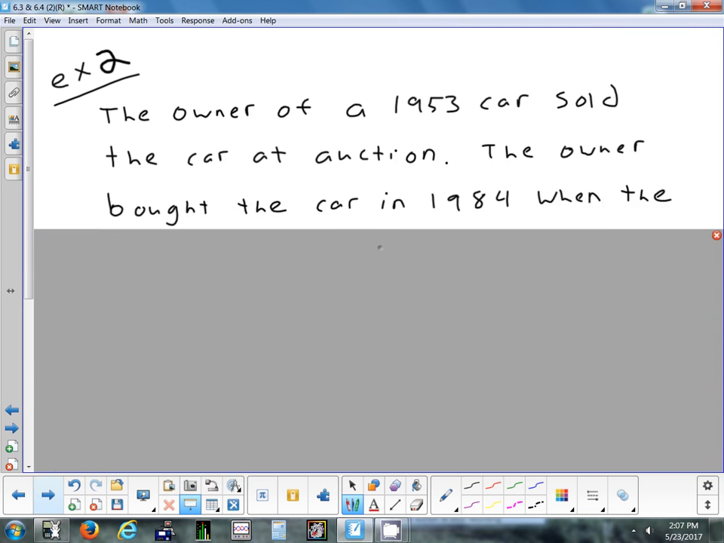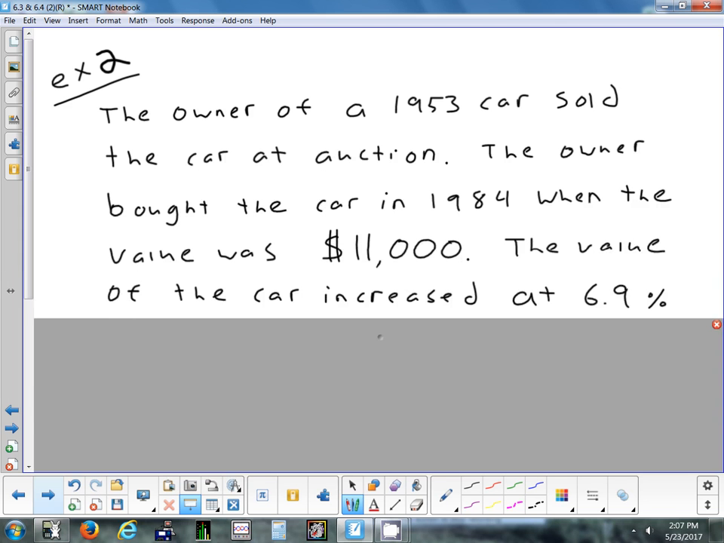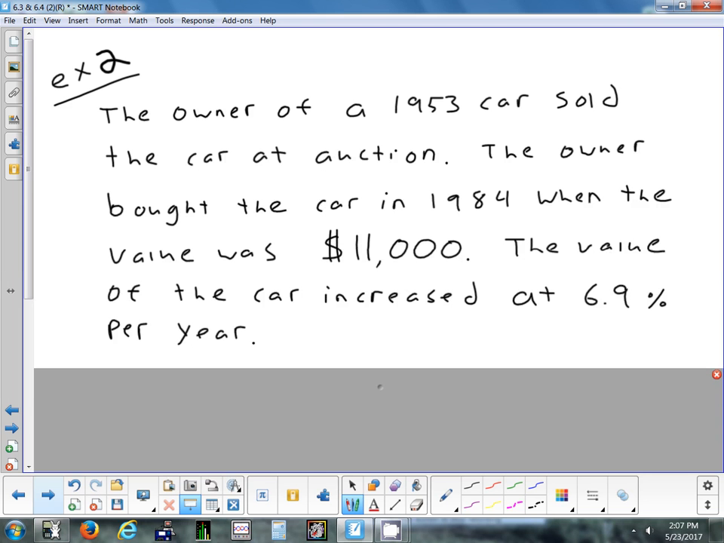All right, so you guys have this written down in your notes. This problem will be about a car. It's going to be about the value of a car and how it changes over time. It says the owner bought the car in 1984, and the value of the car originally, back when he bought it in 1984, was $11,000. The value of the car is going up 6.9% every year. So it's changing.